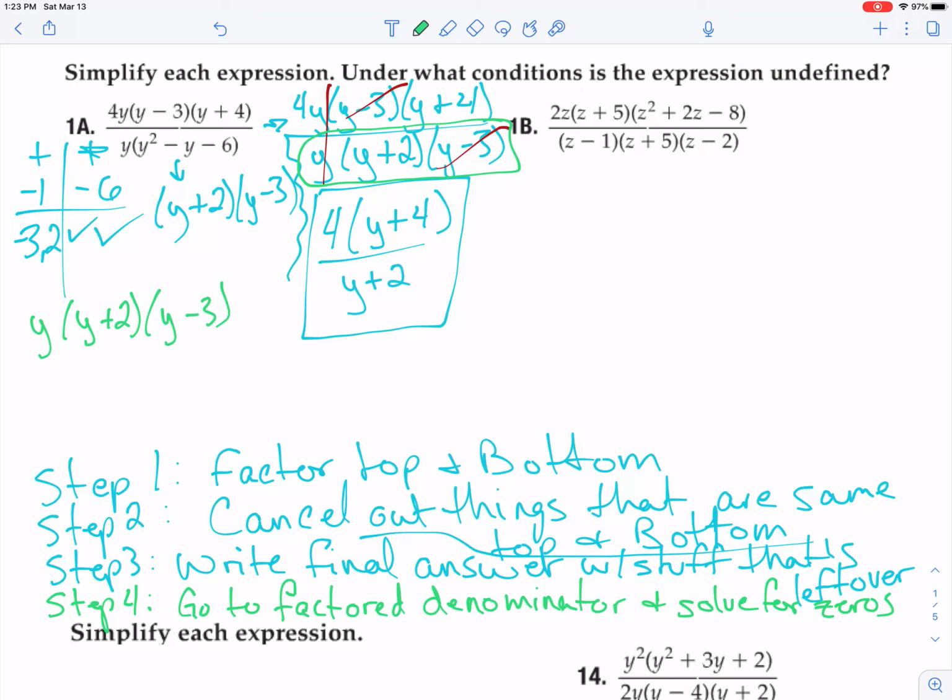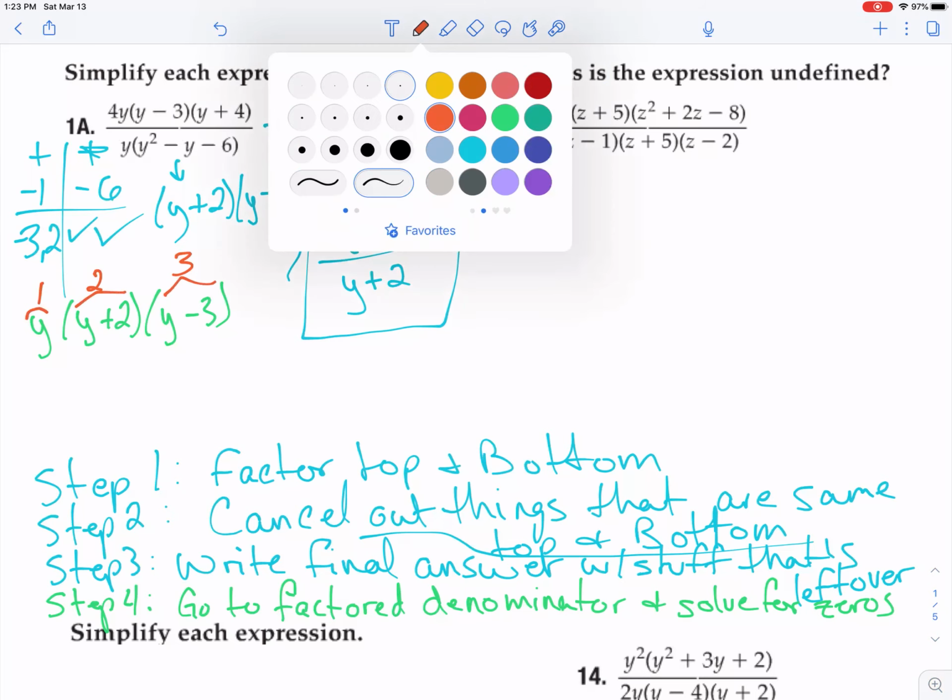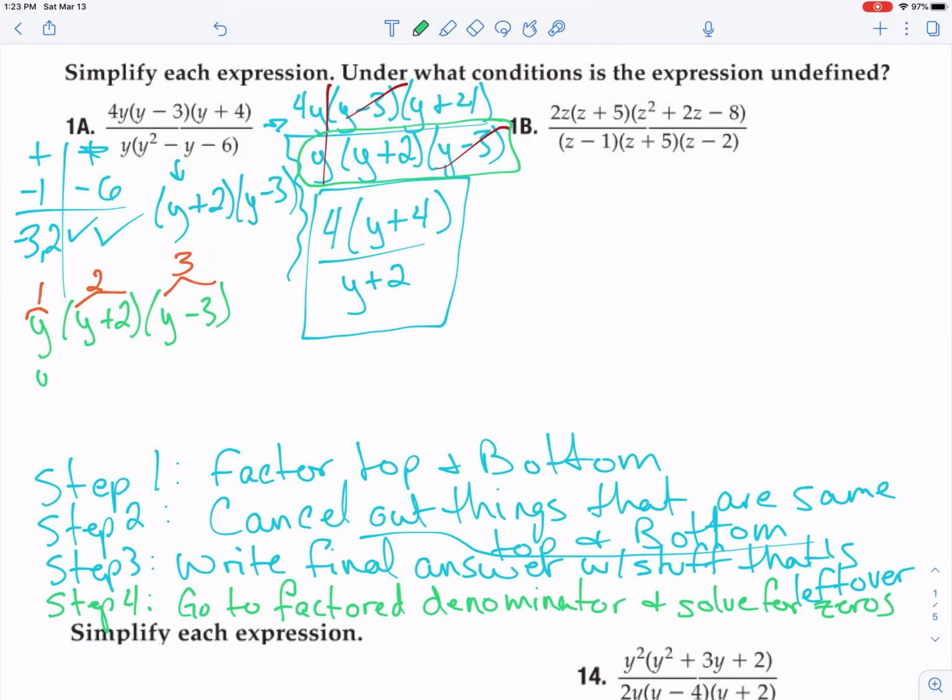So this one has 3 pieces. 1, 2, 3. Like that. So I'm going to say y equals 0, y plus 2 equals 0, and y minus 3 equals 0. Solve those. It turns out the first one is just plain old boring y equals 0. The second one, if I subtract 2 from both sides, I'll get y equals negative 2.